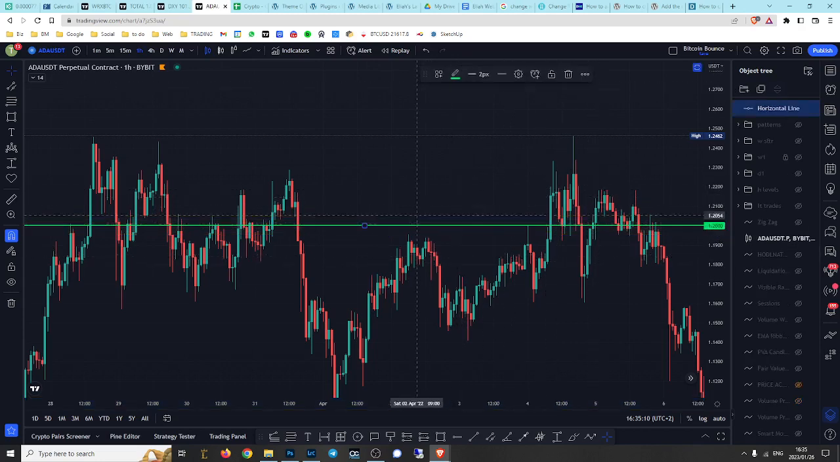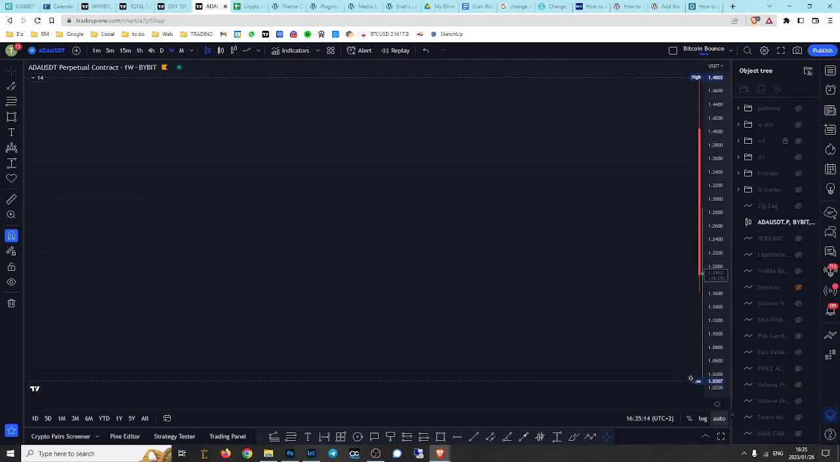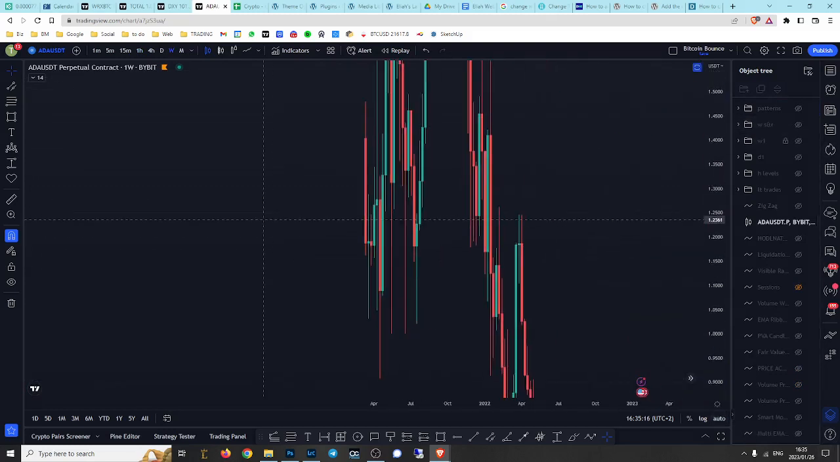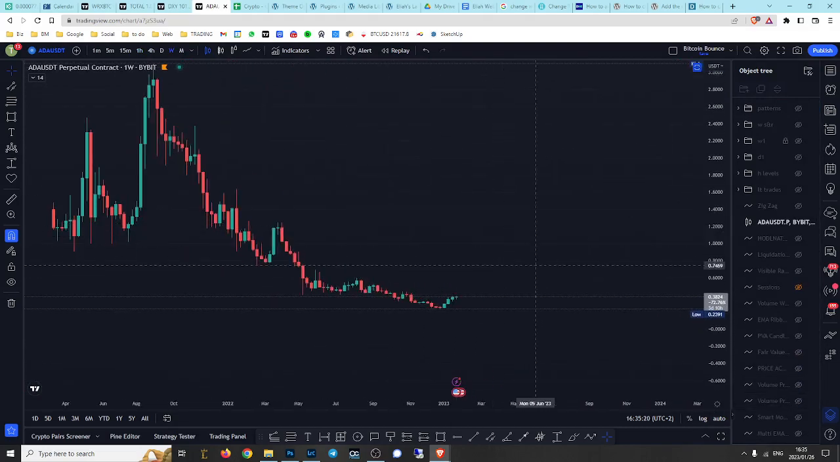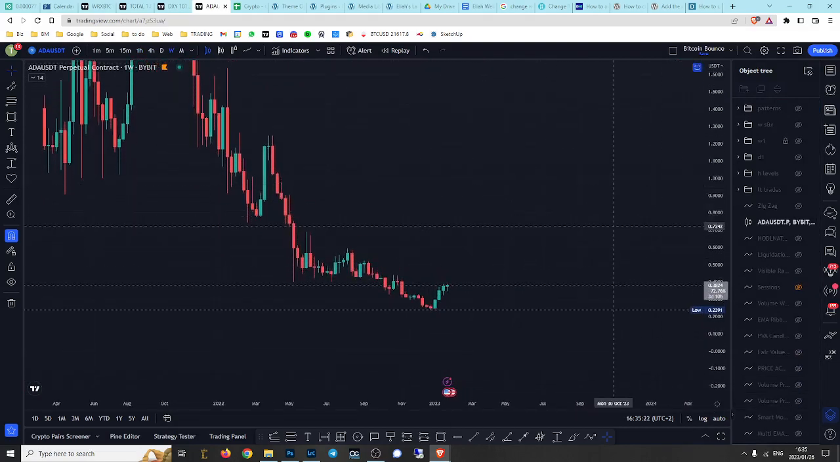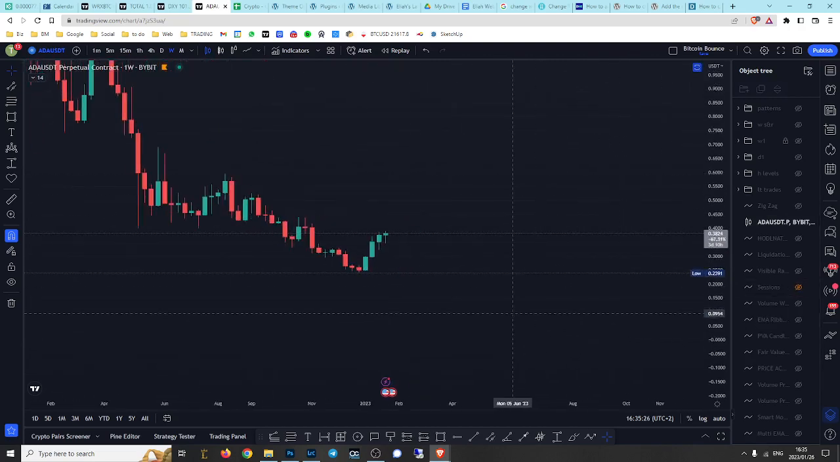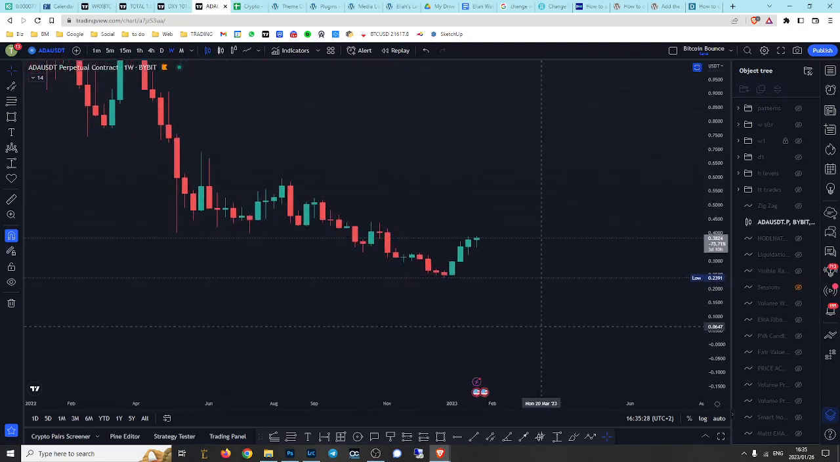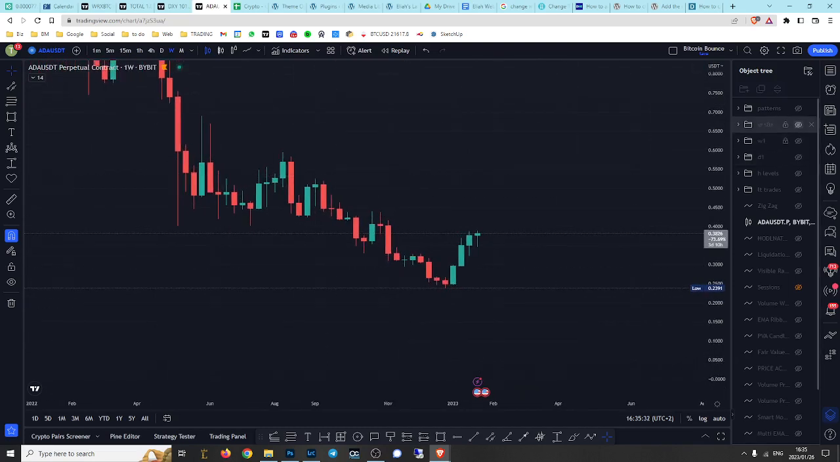So let's just delete these, and I'll get back to the weekly. Then I also mark up the area that we're trading in at the moment. It's pointless marking up thousands of lines above us here, so I would just mark up the little area. I've done it already to save us some time.